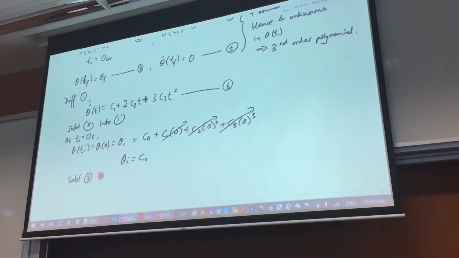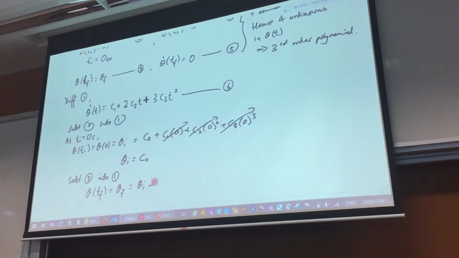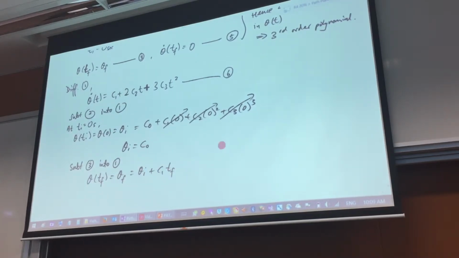The next thing is to substitute 3 into equation 1. So substituting that means theta at tf is equal to theta f, which is theta i plus c1 tf plus c2 tf squared plus c3 tf cubed. And I call this equation 7.